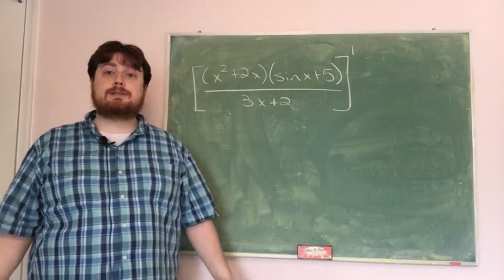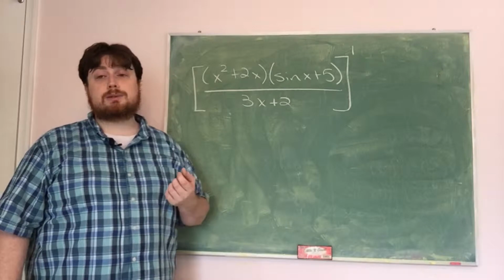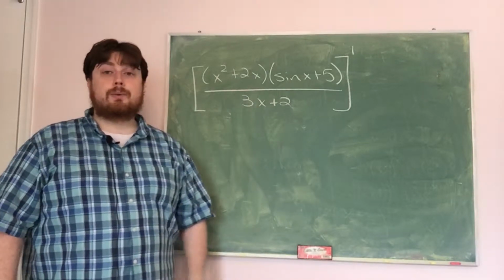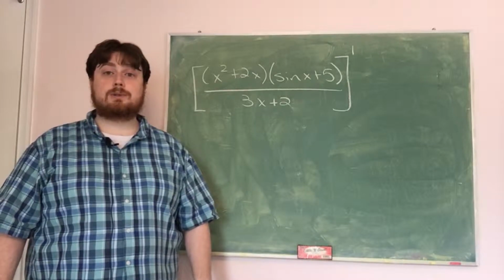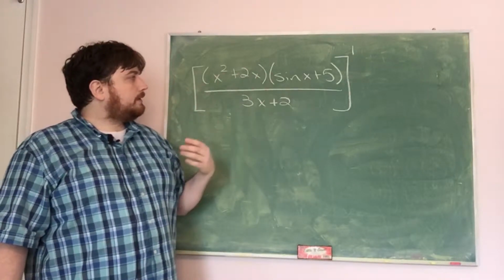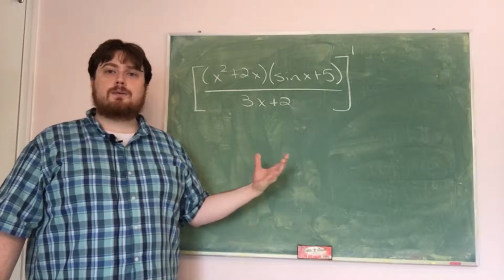Hello mathematicians, thank you for joining me today as we try to find the derivative of this function: x squared plus 2x times sine of x plus 5, all over 3x plus 2. Now as we look at this, I would try to simplify if I can, but I believe this is simplified already for us.